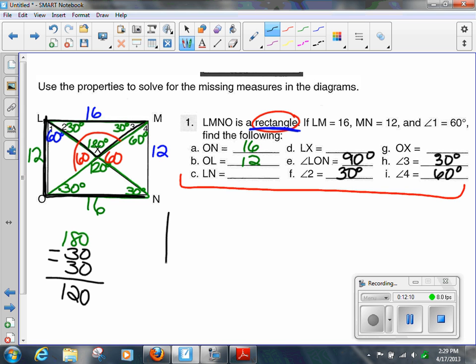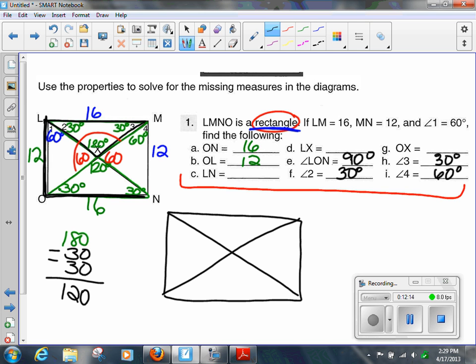I'm going to redraw this because it's too much stuff in my picture. I've got O, L, M and N, and X in the middle. And I know that LO is 12. And I know that LM is 16. Now, what kind of triangles fit within that rectangle, Daniel? What kind of triangle is that I've highlighted in red?